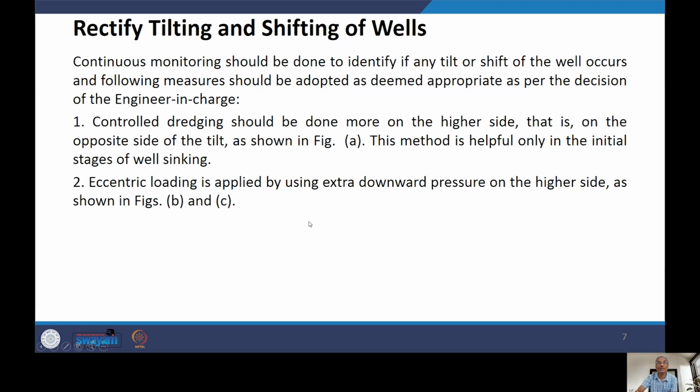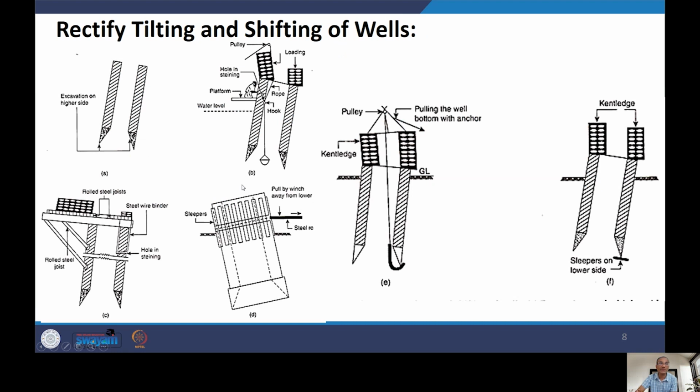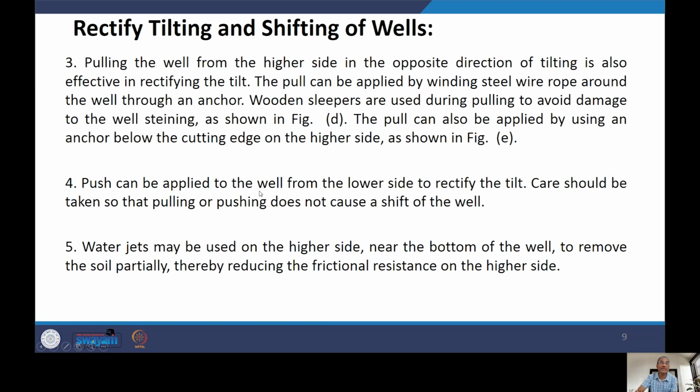This method is helpful only in the initial stages of well sinking. Eccentric loading is applied by using extra downward pressure on the higher side, as shown in figures B and C. So in the case shown in figures B and C, extra load should be applied. Then pulling the well from the higher side in the direction opposite to the tilt is also effective in rectifying it.